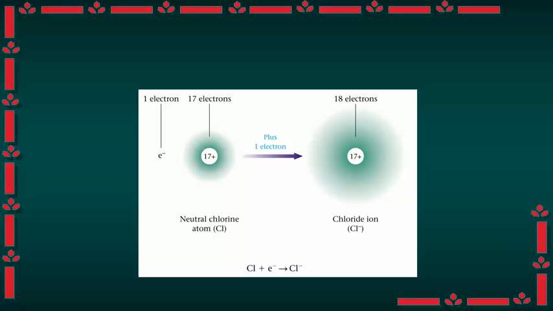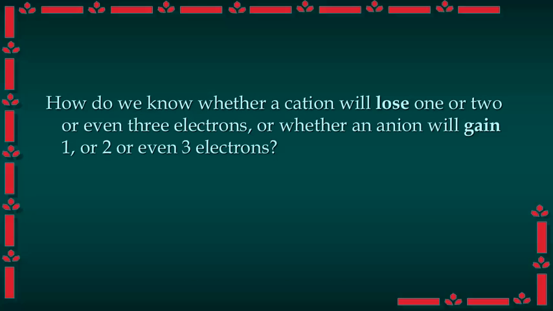So when you gain electrons, your name changes. Yes? Do some elements not change? Like, I've never heard of aluminide. That's because aluminum always gives electrons. So some elements don't gain them and only give them? Well, let's talk about that. How do we know whether a cation will lose 1 or 2 or even 3 electrons? Or whether an anion will gain 1 or 2 or 3?